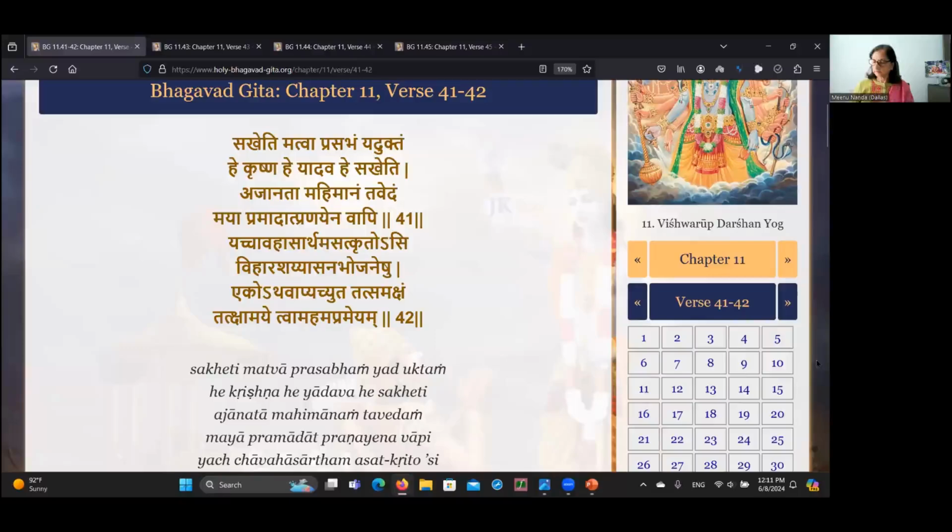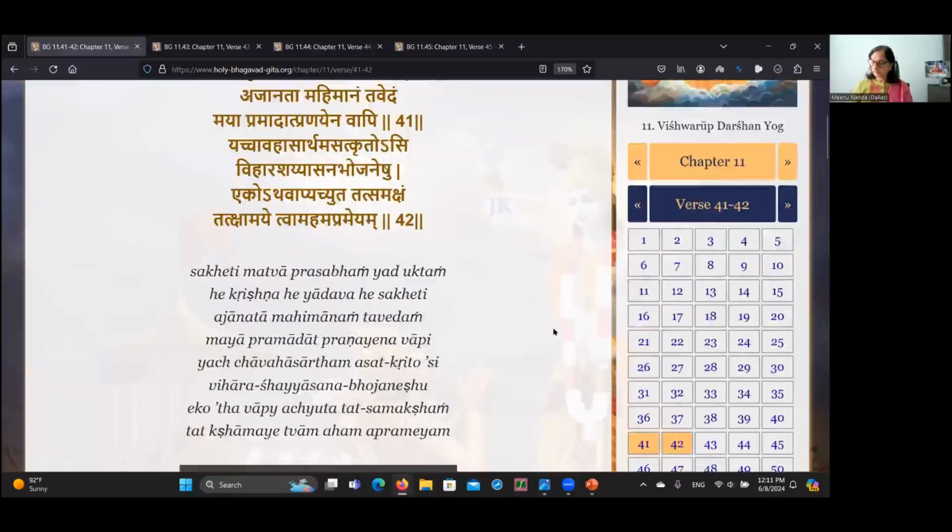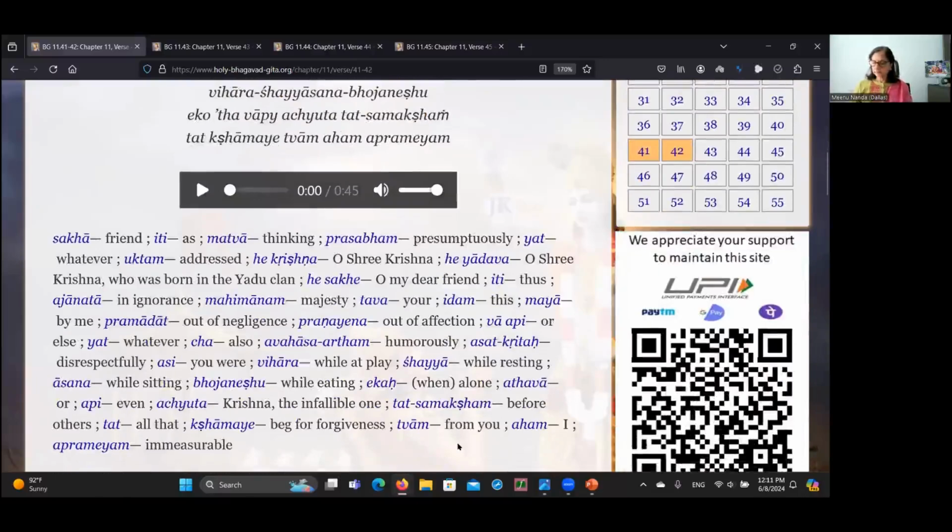Okay. We'll see some important words also. From verse number 41, Prasabham means presumptuously. Another important word here is ajanata. Ajanata means in ignorance. Verse 42, very important, is kshame. Kshame means beg for forgiveness.